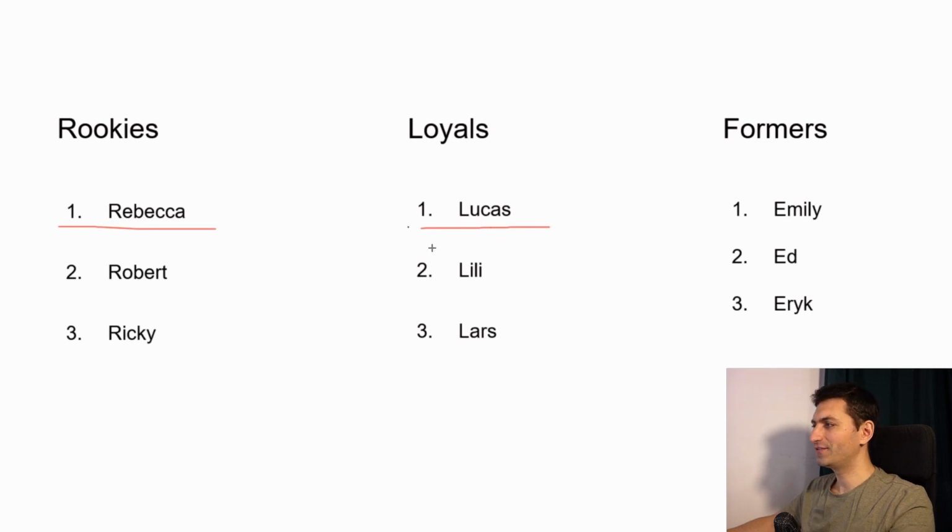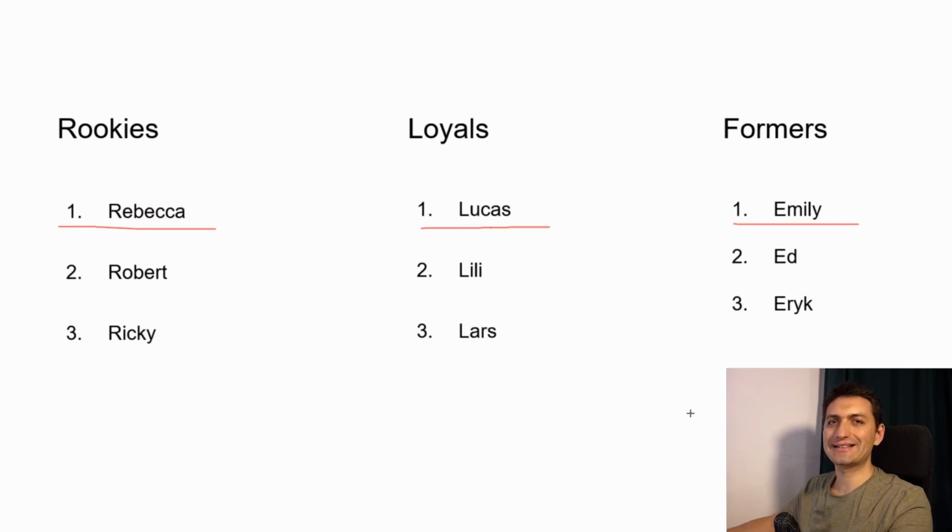And with the first one in mind also, let's go to the formers. In the formers, we're going to take each individual item. The first valid solution is Emily. A second solution would be Rebecca, Lucas, Ed. And the third one would be the former, Eric. So the question is how we are able to go through all the formers.